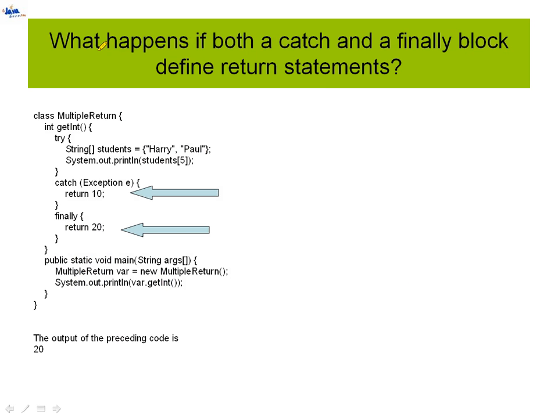Okay. So what happens if both a catch and a finally block define return statements? Oops, I already have the output here. Yeah, that's interesting. In this case, the return in the exception block is kind of irrelevant when the code straight away goes out from a finally block. Yes, that's right, because it must execute the finally block. The value 10, which is returned by the catch block, is not returned, and the value which is returned by the finally block is actually returned to the calling method.